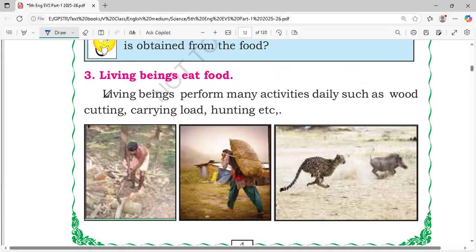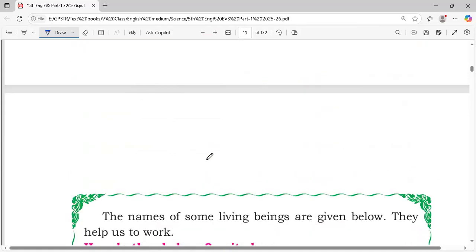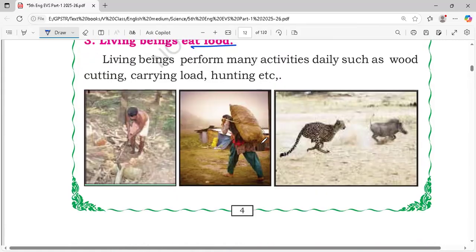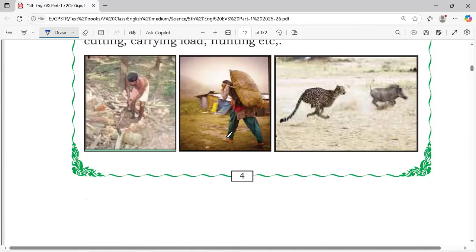Third characteristic: living beings eat food. Here, a woodcutter cutting wood, carrying some luggage. Cheetah hunting. All these need energy. Energy comes from eating food.